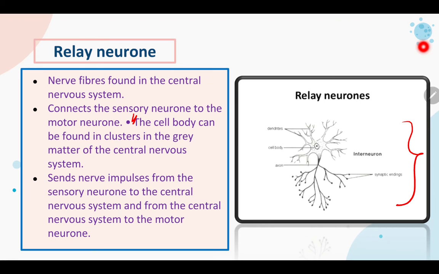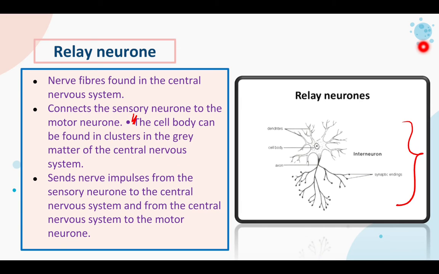Okay, the cell body, ayat ni, the cell body can be found in clusters in the grey matter of the central nervous system. The whole relay neuron ni ada dekat grey matter. Maksudnya sel body pun memang ada dekat grey matter lah. Maksud saya, the whole structure daripada dendrite, axon dan sebagainya semua ada dekat grey matter. So sah-sahlah sel body pun ada dekat grey matter.